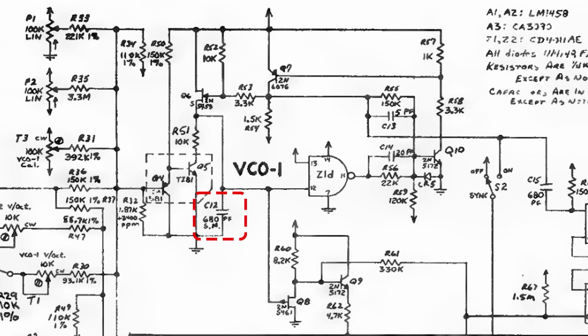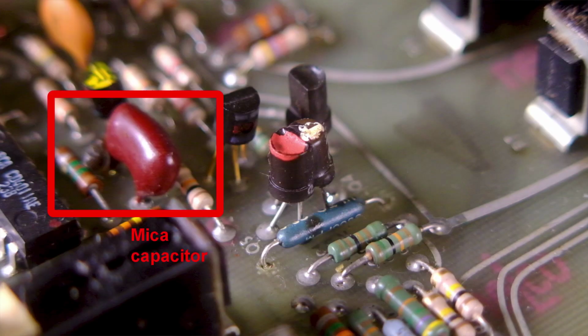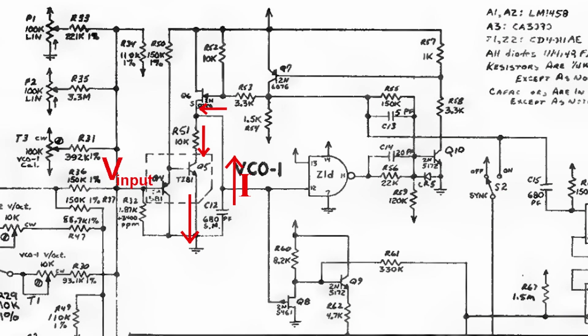C12 is the integrating capacitor in this oscillator circuit. It's a 680 picofarad mica capacitor. It begins charged at 15 volts and then drains current through R51 into the collector of Q5 at a rate determined by the voltage on the base of Q4.